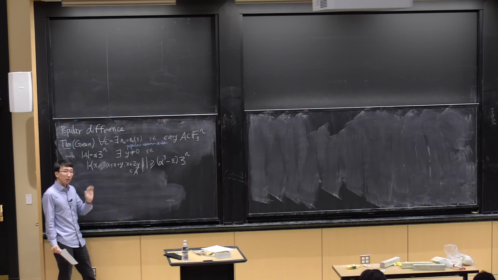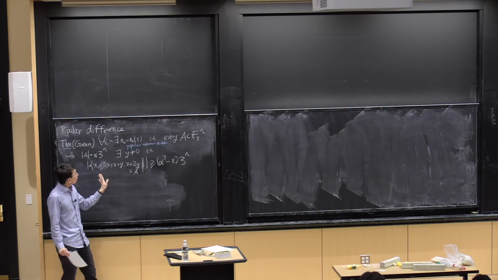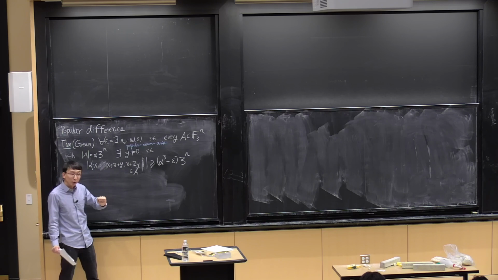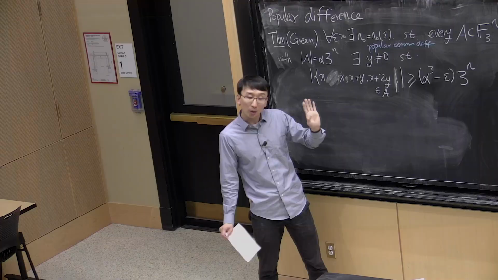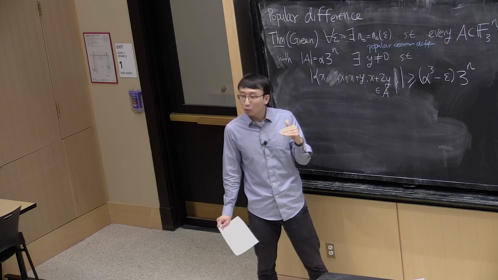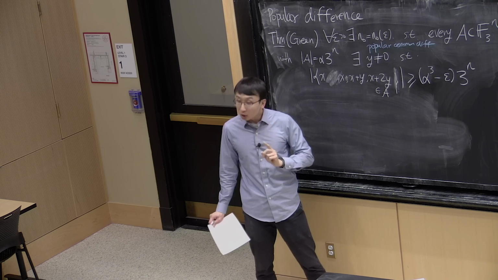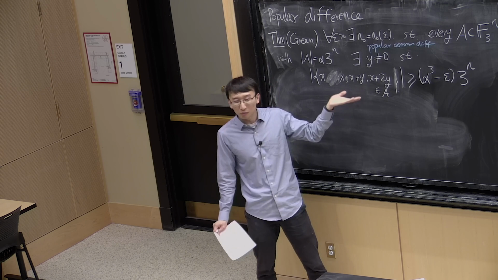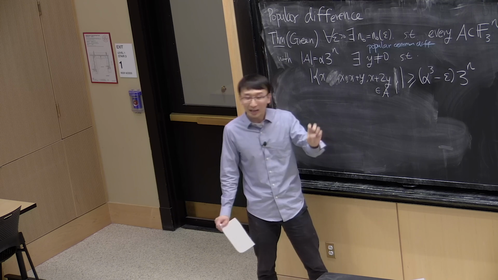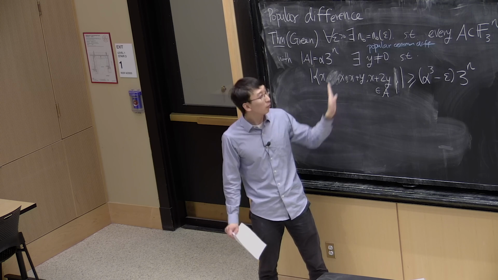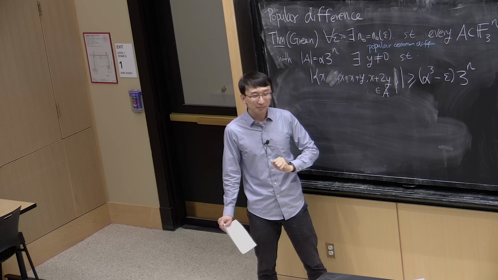Let me say the intuition again. It says that given an arbitrary set A, provided the space dimension is large enough, there exists some popular common difference, where popular means that the number of 3APs with that common difference is at least roughly as many as random. In particular, this proves Roth's theorem, because you have at least some 3APs. But it tells you more. It tells you there's some common difference that has lots of 3APs, even though on average, if you take a random y, this is false. Any questions about the statement?